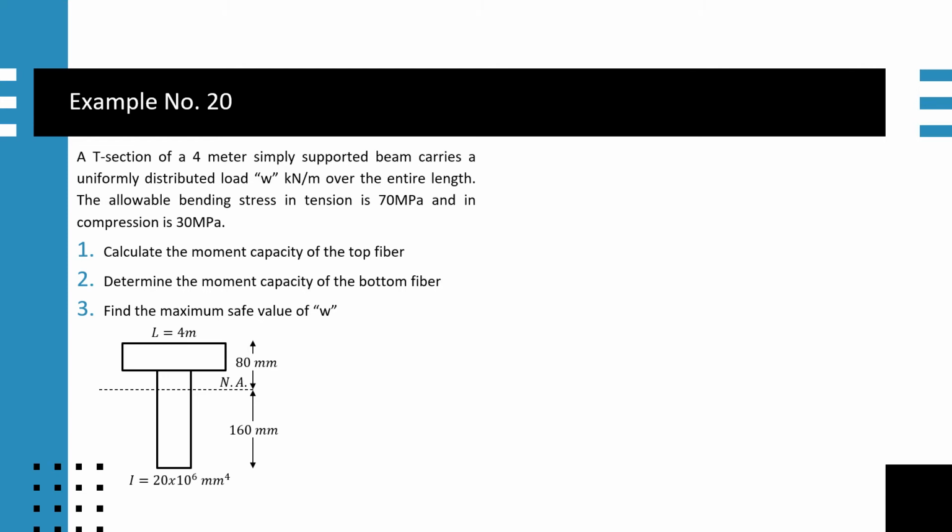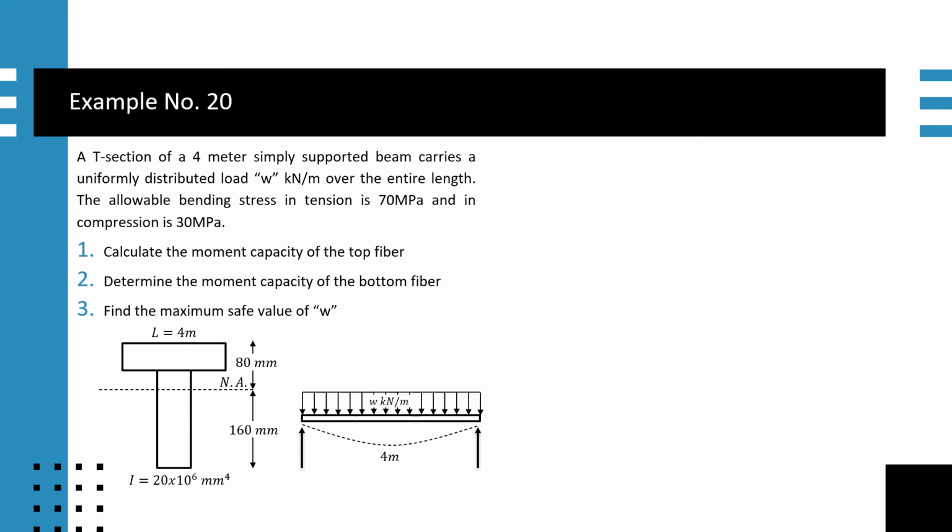So, I is equal to 20 times 10 raised to 6. And then, NA is located 80 millimeters from the top. And it is located 160 millimeters from the bottom. The total length of the beam is 4 meters. So, yan. Ito yung itsura niya. So, this T-section carries a uniformly distributed load na W. Hindi sinabi. And it has a span of 4 meters. So, calculate the moment capacity of the top fiber.